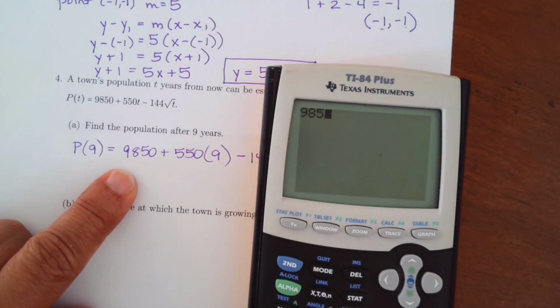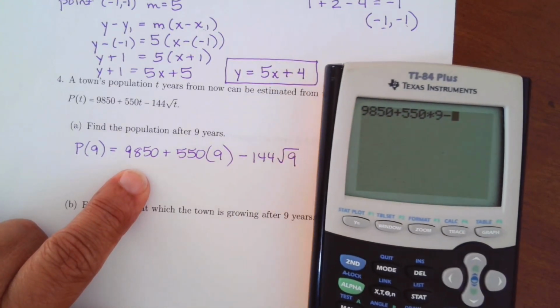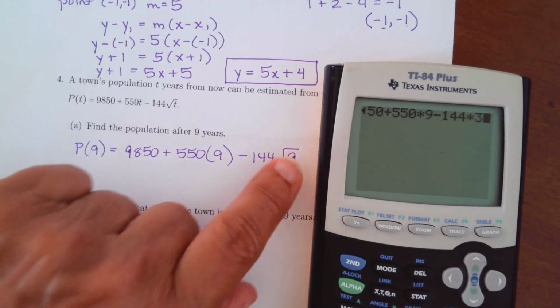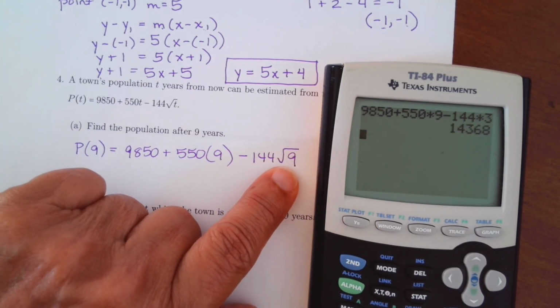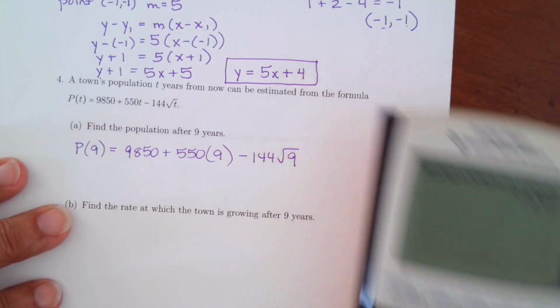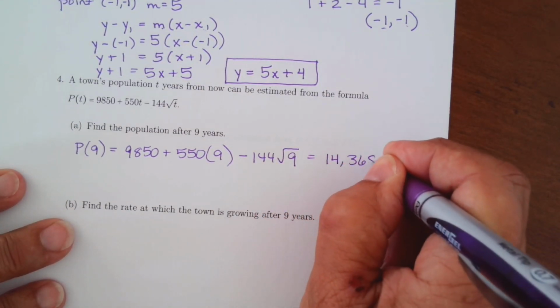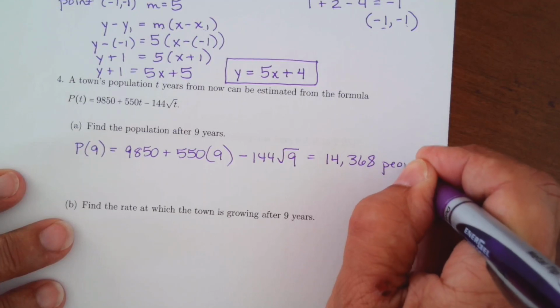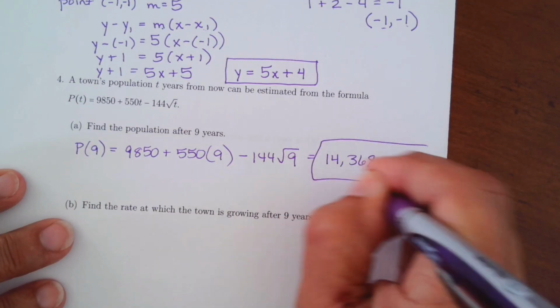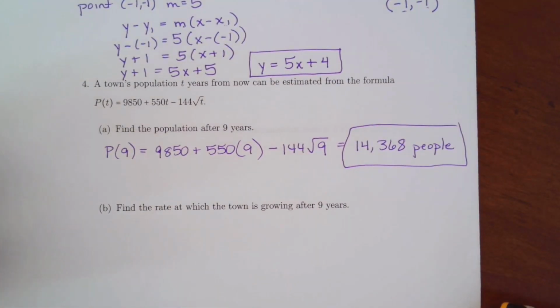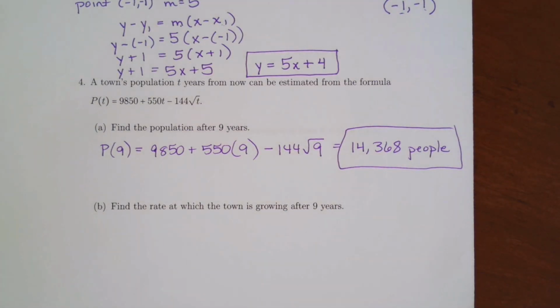So 9850 plus 550 times 9 minus 144, I'm just going to say times 3 instead of putting in the square root of 9. So 14,368. Okay, so that would be the population in 9 years.